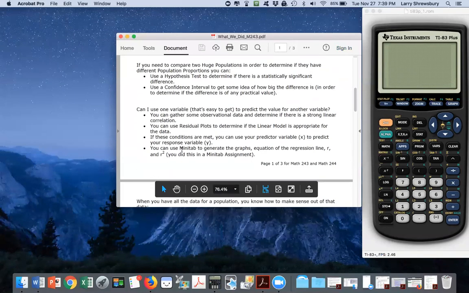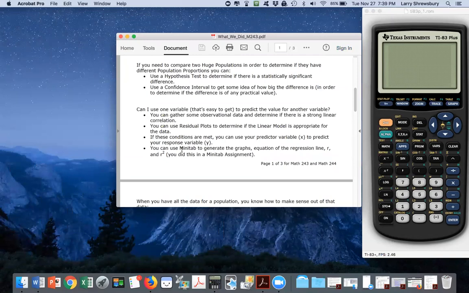And could we use one variable to predict the other? To predict the future? Well, yes, that's what you learned in chapter 4 with regression. So, you might want to look back at that because it's been a while since you've looked at it.